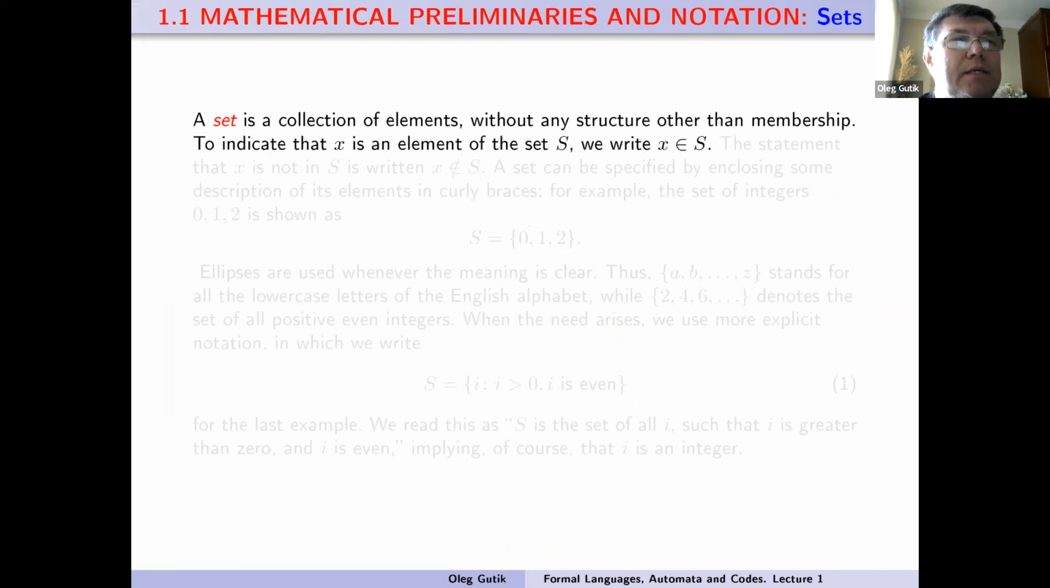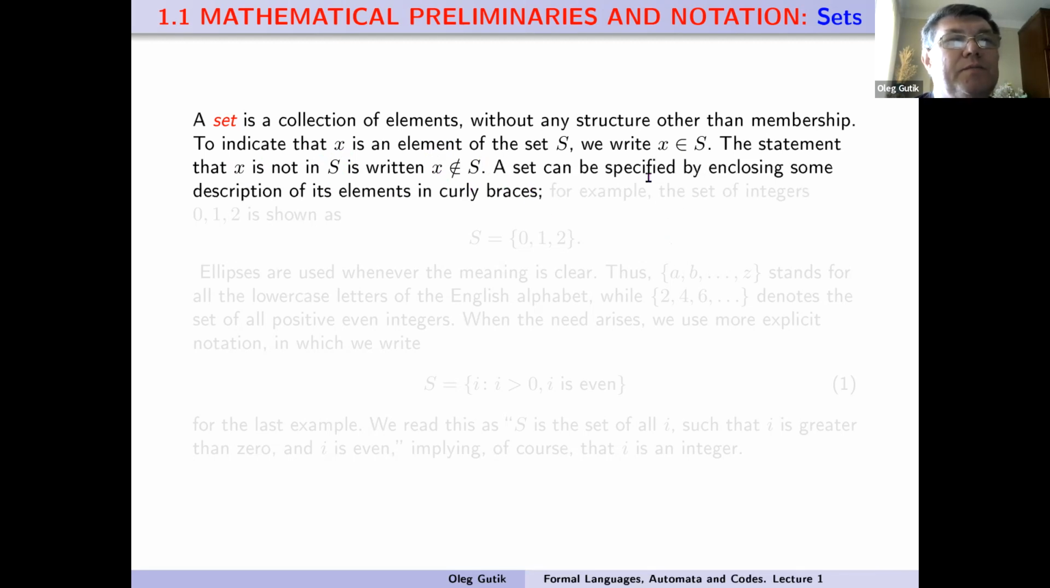To indicate that x is an element of the set S, we write in the following way. The statement that x is not an element of S, we shall write in the following way. So we say in the first case that x belongs to S, and in the second case we say that x does not belong to S.